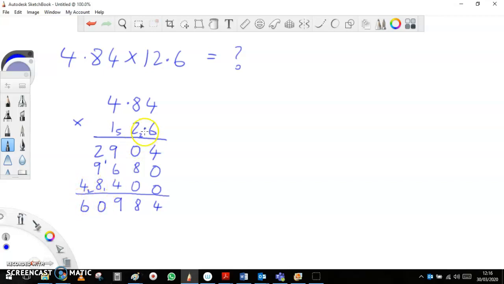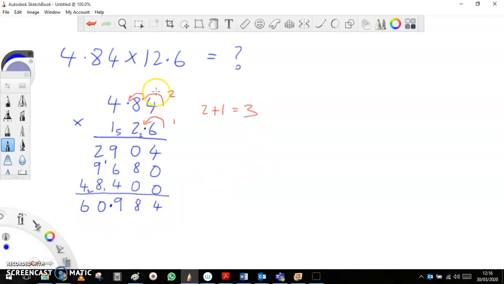And now we're going to worry about our decimal point. What we do is we count the amount of places it went in here from the right hand side. You see that? It went in 2 places from the right hand side. And this guy here went in 1 place. So 2 plus 1 equals 3. So we're going to get our answer. We start our decimal point here and we bounce it in 3 places. 1, 2, 3. So our answer is 60.984.